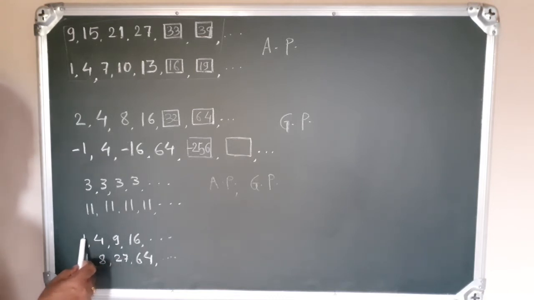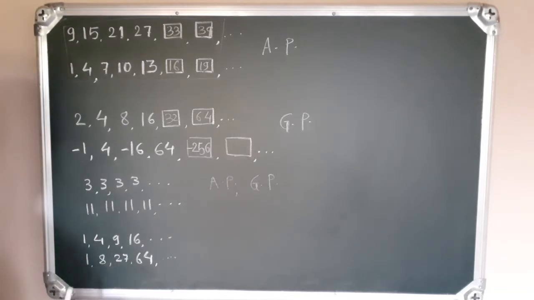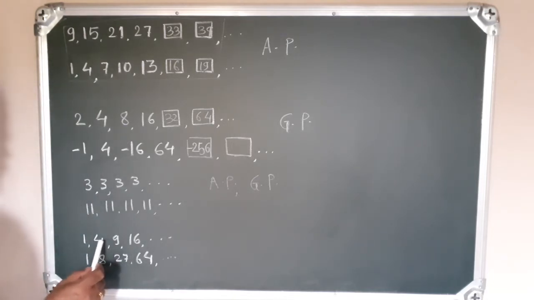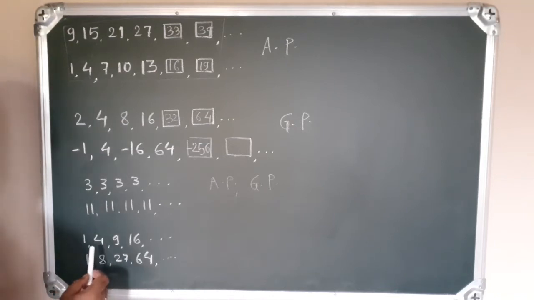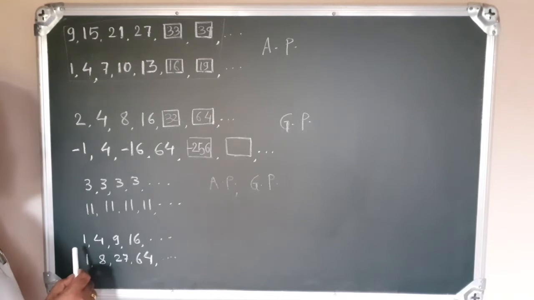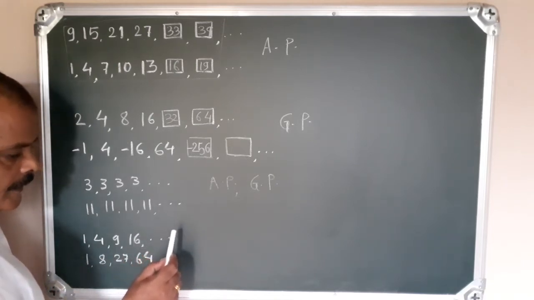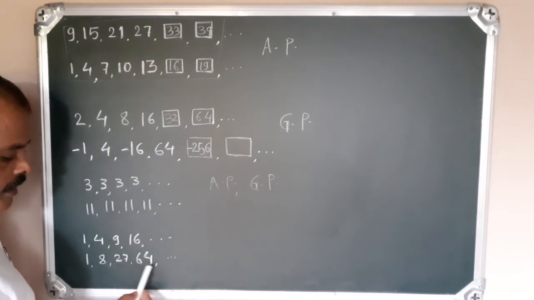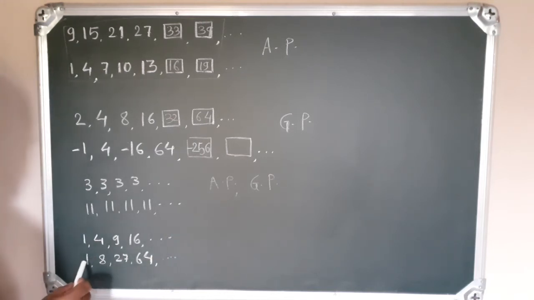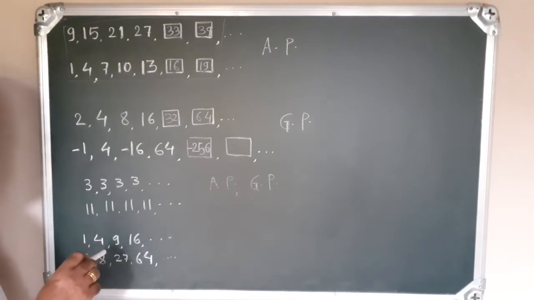subtract the first term from the second, we get 3. Now the difference of these two terms is 5. So the difference is not the same. So the division is also not the same. That is, this is neither AP nor GP. This is also a sequence, but it is not an AP or a GP.